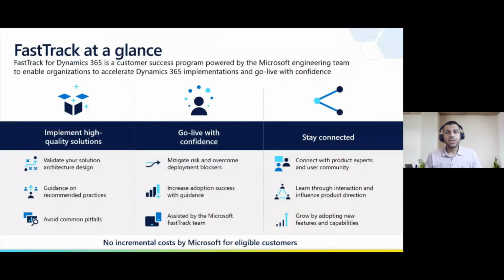All right, thanks. So let me start with an introduction to FastTrack for Dynamics 365. FastTrack for Dynamics 365 is a customer success program geared towards accelerating time to value and hitting go-live targets with confidence. The program is designed and powered by the Microsoft engineering team. For some of you who already have FastTrack engagements, this should be very familiar. Our program is centered around 3 pillars, from starting implementation all through increasing solution footprint and workload.